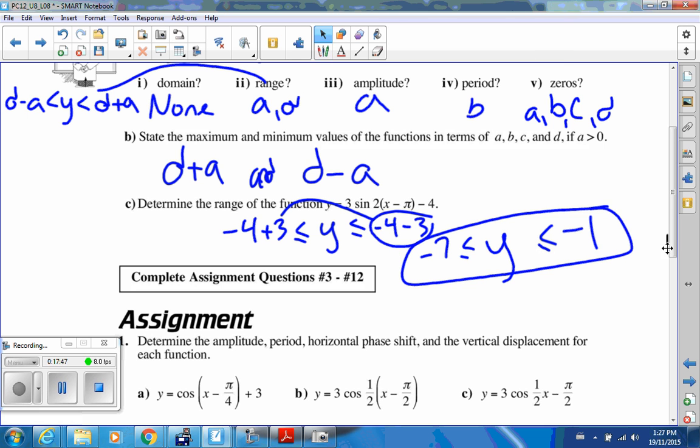Hopefully that makes sense. Again, if any of those parts are getting confusing, come on in, get help, we'll make it good.